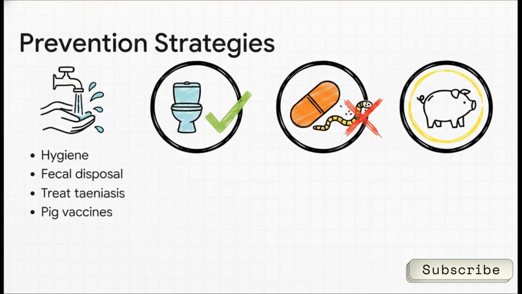On a public health level, prevention is pretty straightforward in theory, but definitely challenging to implement globally. It all comes down to good personal hygiene to stop that autoinfection, proper fecal disposal to keep eggs out of the food and water supply, and aggressively treating humans who already have the adult tapeworm. Oh, and here's a cool fact. From a veterinary standpoint, there are experimental pig vaccines being developed right now that specifically target the Taenia solium oncosphere antigen. The goal is to just break the cycle right there at the intermediate host level.